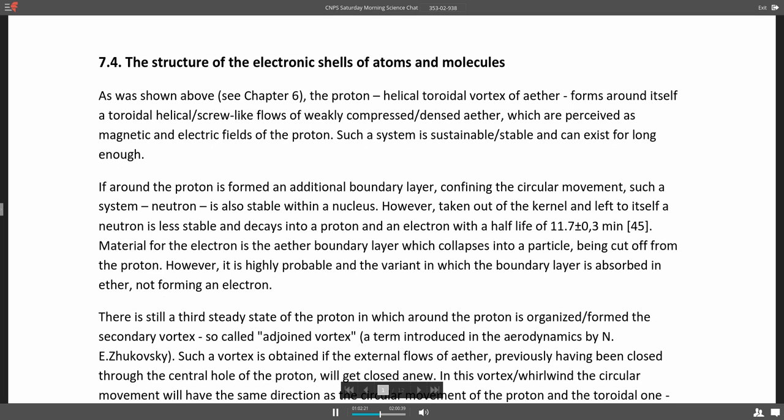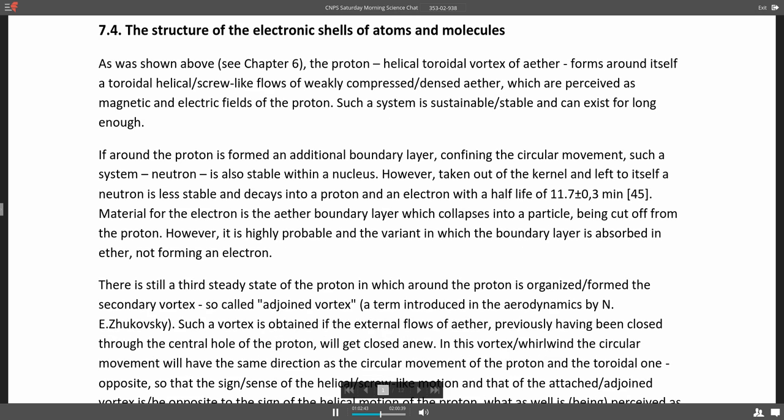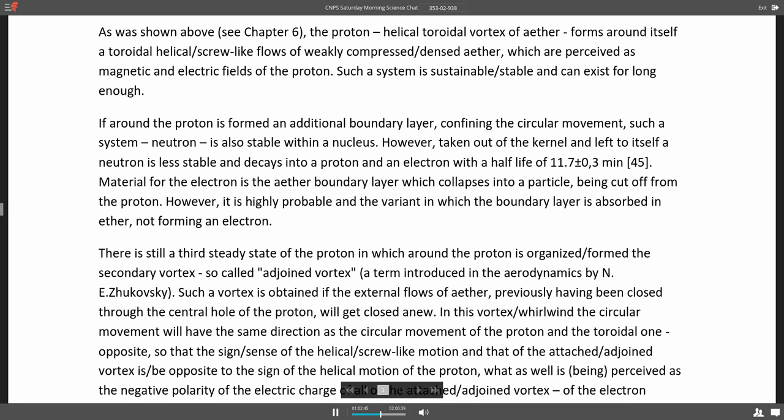And then what the neutron is then. By the way, the neutron is not a stable particle. So actually out of it usually comes a proton, and sometimes a proton and an electron, but not necessarily an electron. The boundary layer can get dissipated and just what remains is the proton.